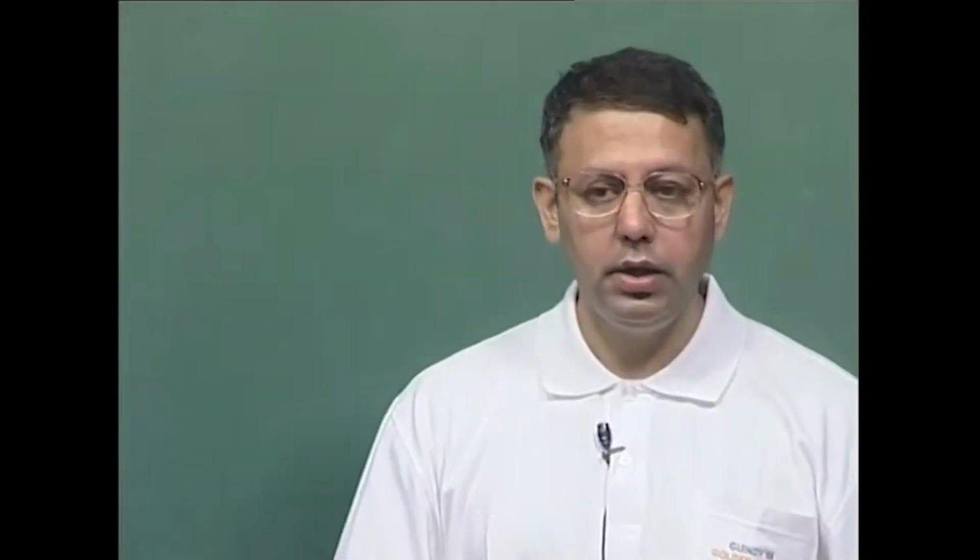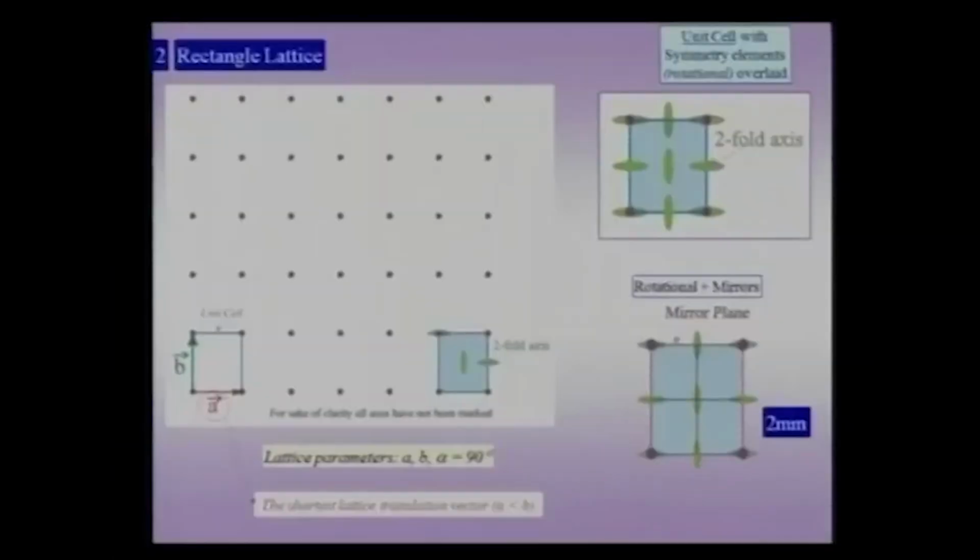The second in the list of lattices is the rectangular lattice. The rectangular lattice is generated by two basis vectors A and B, which are at an angle of 90 degrees. The rectangular lattice has no fourfold axis, it has only twofold axes, and with respect to the lattice points, as you can see, there is a twofold axis at the lattice point, there is a twofold axis between two lattice points, and there is a twofold axis which is between four lattice points which form the corners of the blue unit cell as shown.